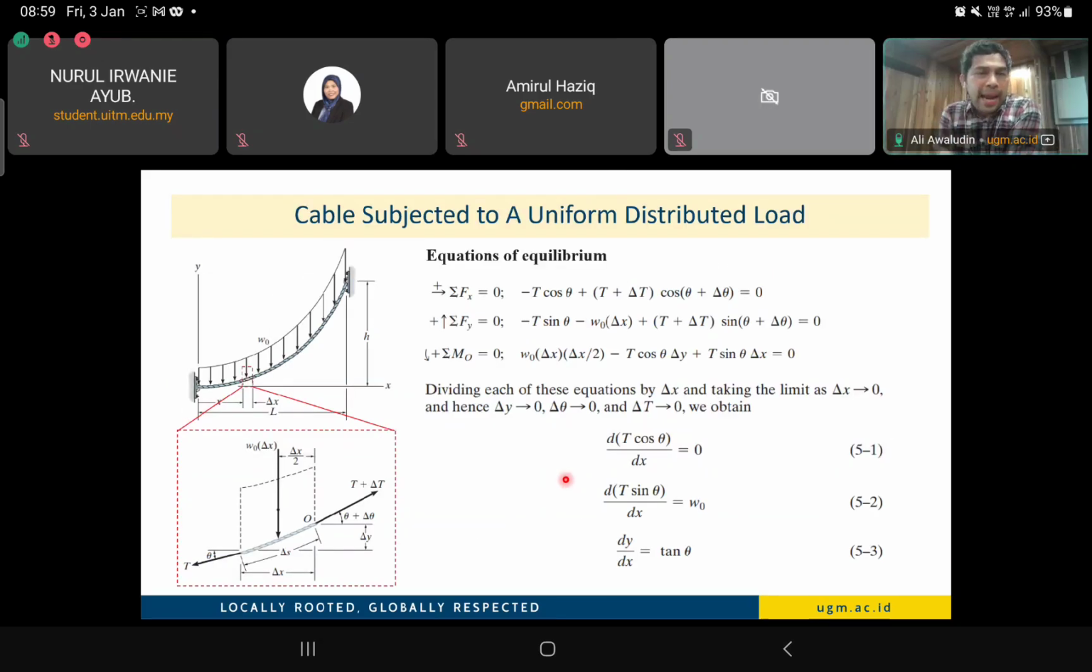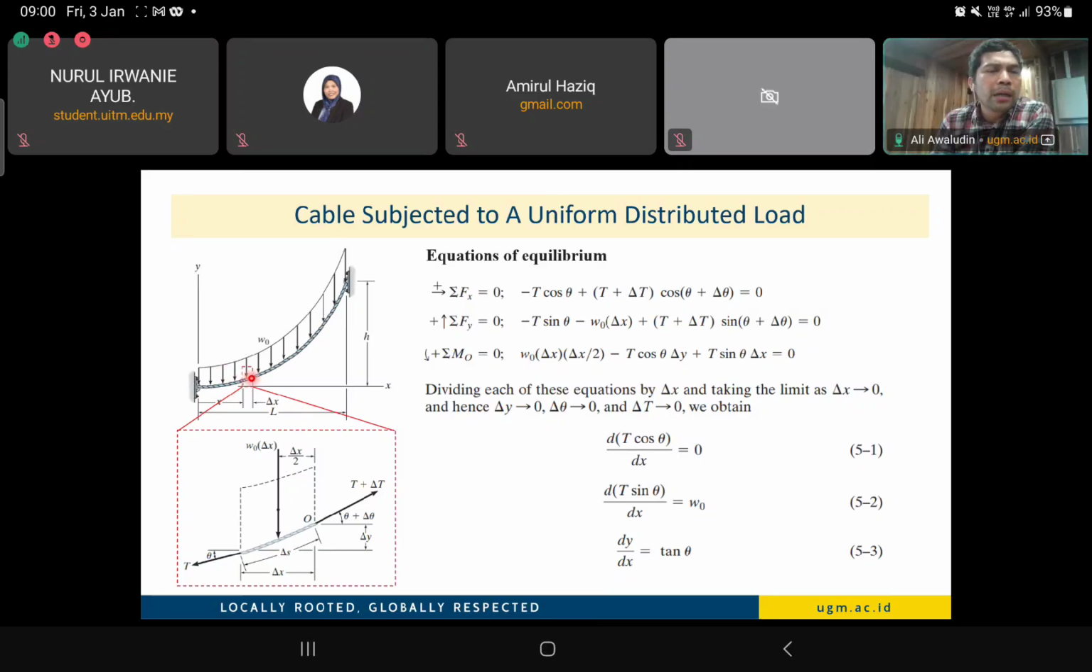Now we have another case. Here the cable experiences distributed loading. Not the previous one, which was the point load, but now we have the distributed loading. So here the cable is held at the 2 supports, and also under the distributed load W0. So please take a look at these figures.